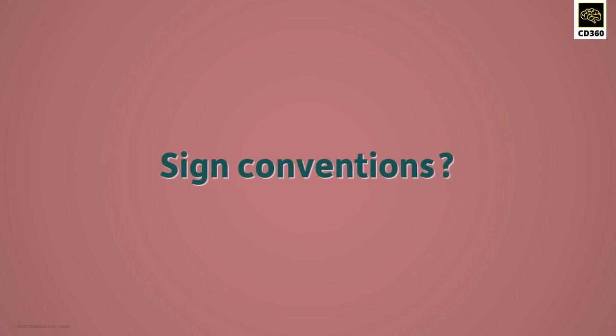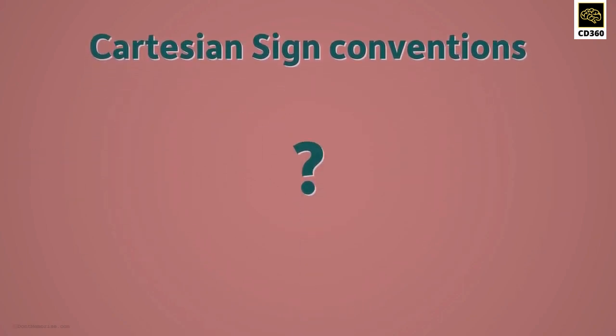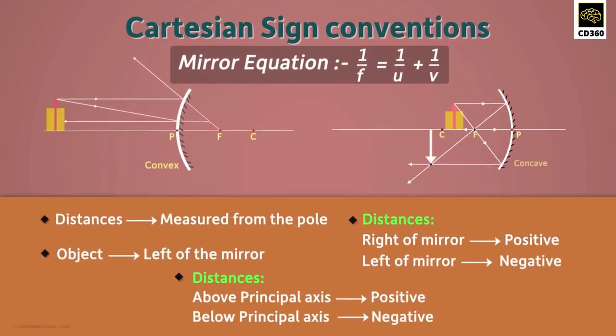There are some sign conventions that we must follow before using it. And what are those conventions? We follow the Cartesian sign conventions. Do you remember the Cartesian sign conventions we'd seen for spherical mirrors? Here they are. The object is always placed to the left of the mirror. Distances are always measured from the pole. Distances to the right are positive and to the left are negative. And distances above the principal axis are positive and below it are negative.